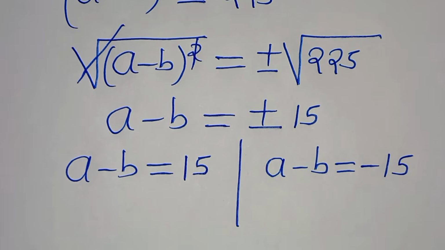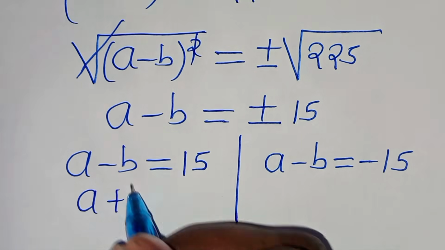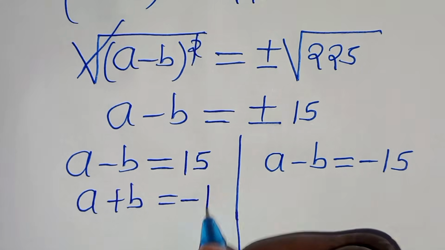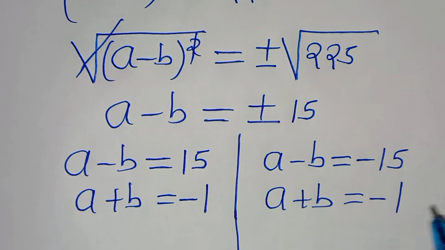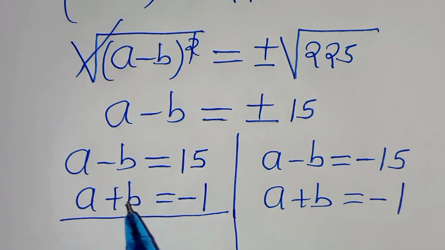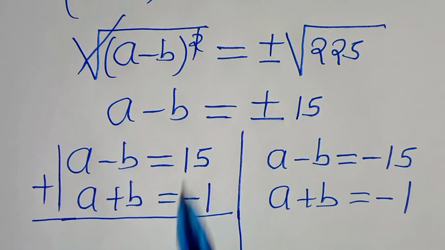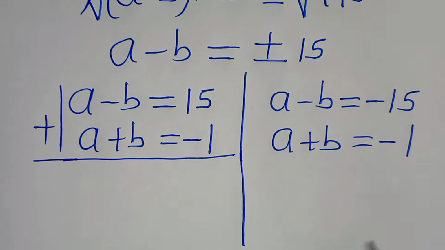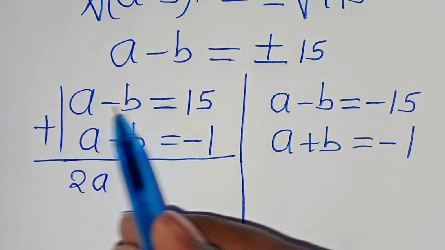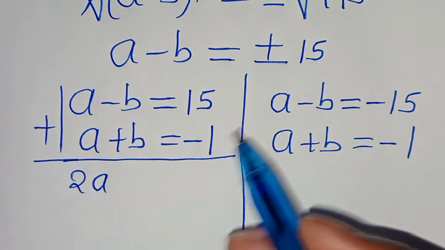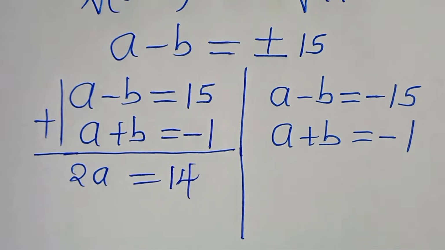Now, from equation 3, which is A plus B, this is equal to minus 1. So what we form here is a system of two equations. Let's add these two systems of equations. We have A plus A, this is 2A. Then minus B plus B simplifies. Then 15 plus minus 1 is equal to 14.